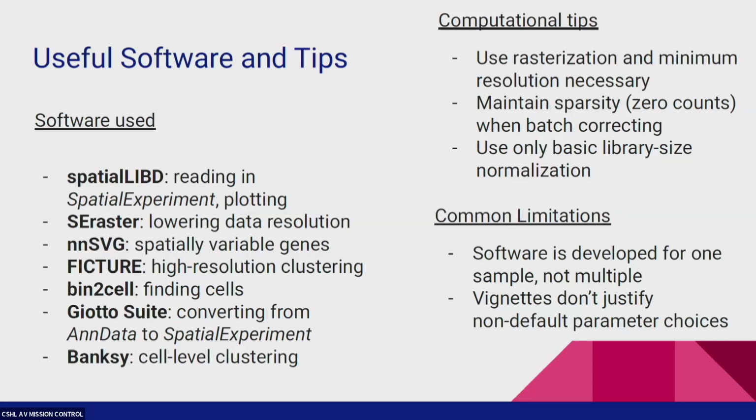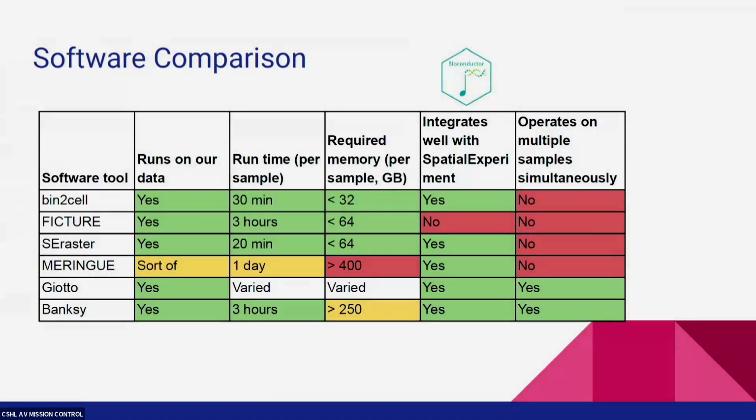Some limitations I've noticed through trying out a lot of different software is that often things are developed for one sample and not multiple. That may be a problem for our lab. I'm not sure how big of a problem it is for other labs. And sometimes there are non-default parameter choices that are not specified in vignettes. So documentation goes a long way in really making things clear for users. We also tried out a lot of different software in the field currently and made a little table showing how long it takes to run, how much memory it takes, and whether it integrates with spatial experiment and stuff like that. There are actually more tools, but these are the ones I've mostly discussed today.